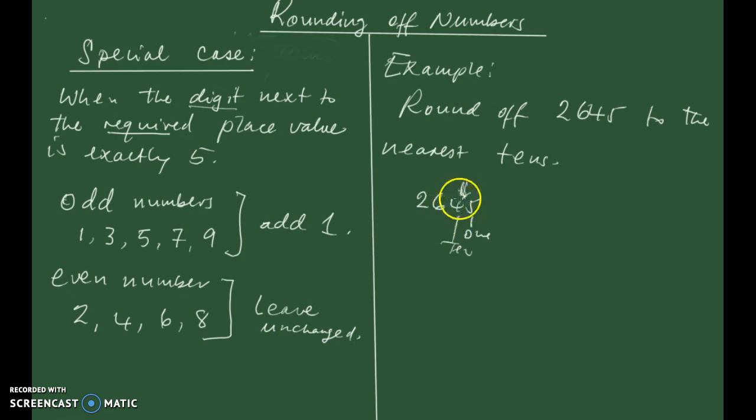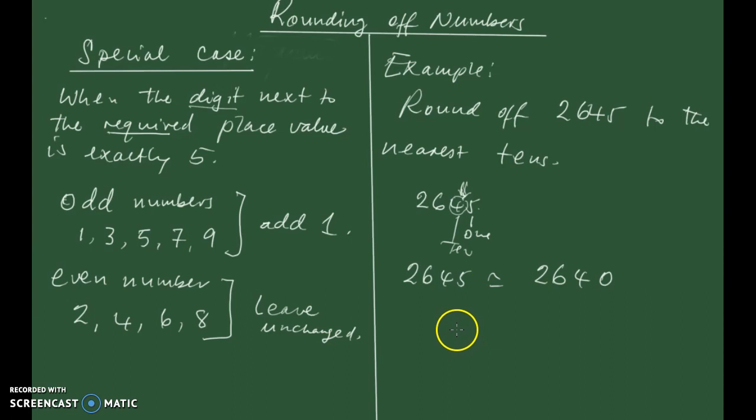So tens. Now see, this is even and next to it is 5. So the formula says leave unchanged. Alright, so we leave it unchanged. So 2,645 is approximately 2,640. So it goes down. It will be rounded down that way.